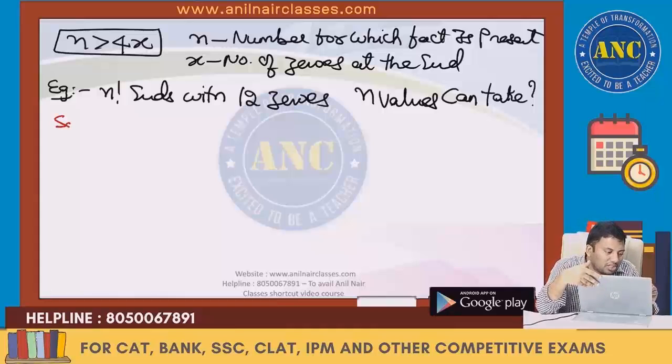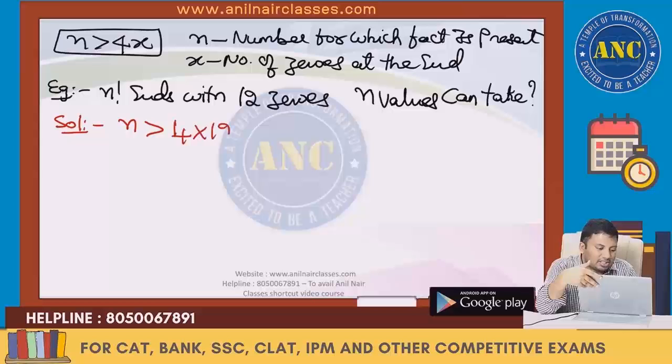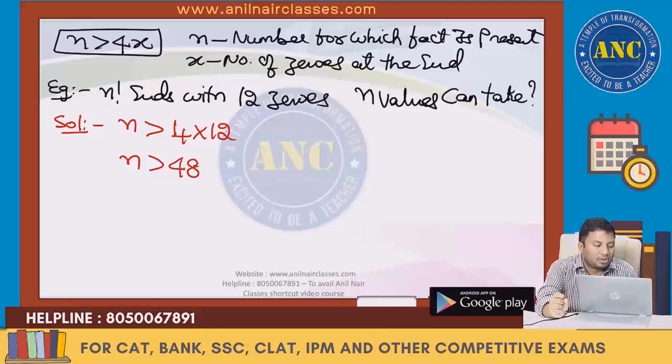So how to solve this question? N is greater than 4x, where x is the number of zeros at the end, which is 12. N is greater than 4 into 12. N is greater than 48. So by this we came to know that the n value should be greater than 48.